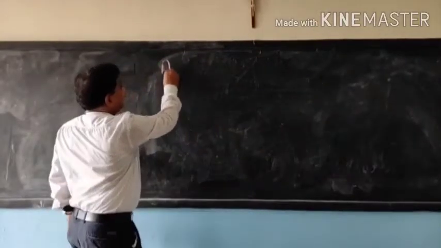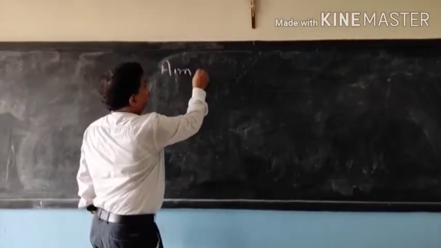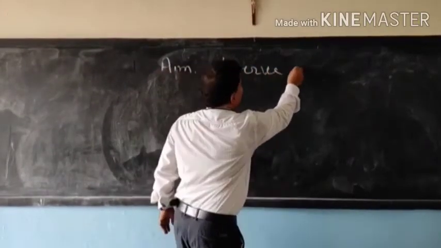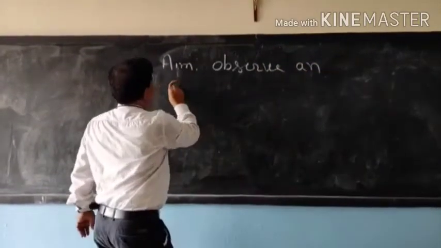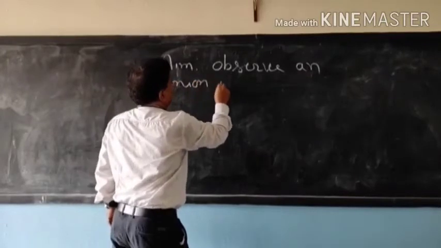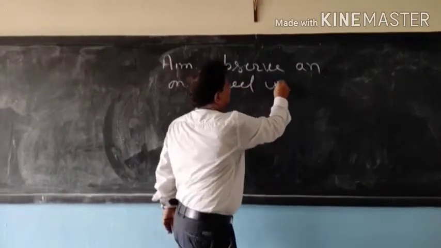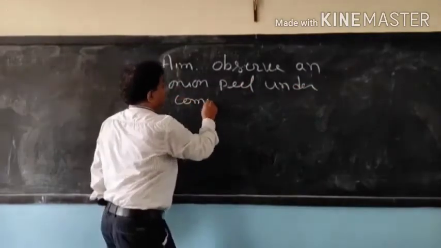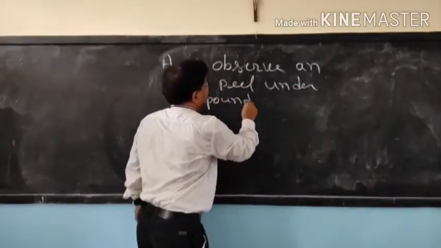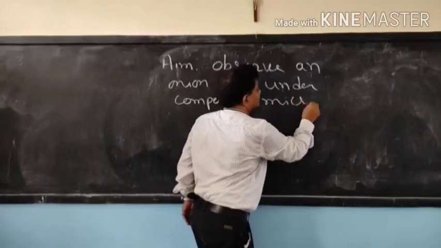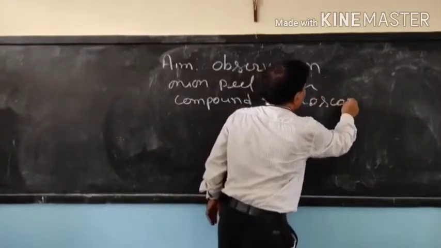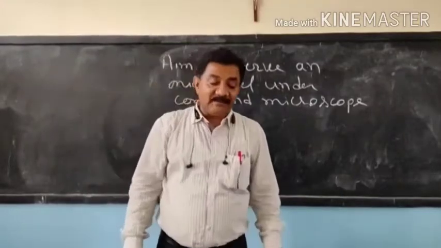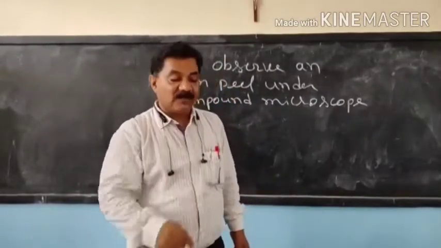Our aim is to observe an onion peel under a compound microscope. We have to observe an onion peel under a compound microscope.